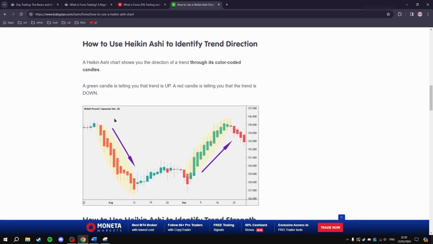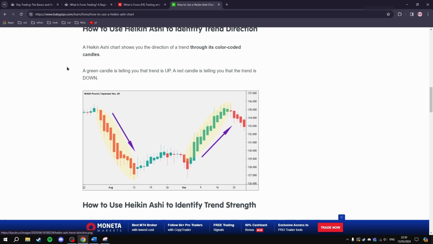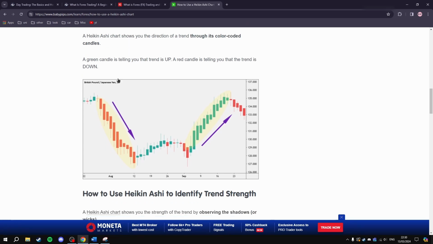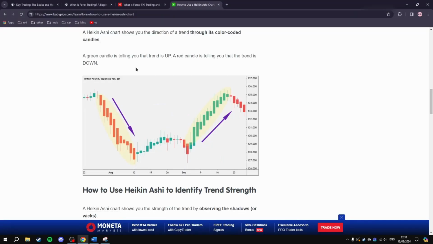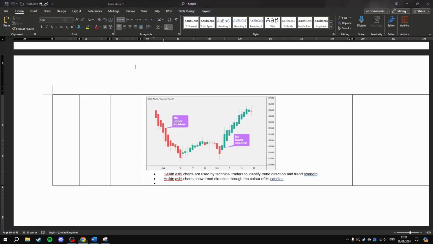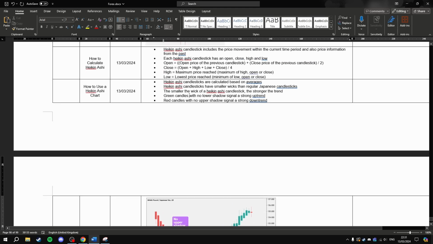How to use heikin ashi to identify trend direction. A heikin ashi chart shows you the direction of a trend through its color-coded candles. A green candle is telling you that a trend is up, a red candle is telling you that a trend is down.